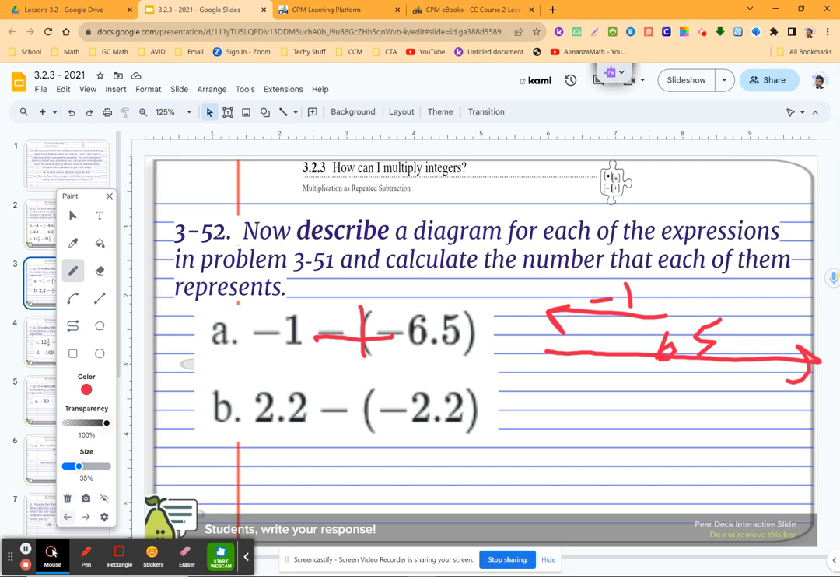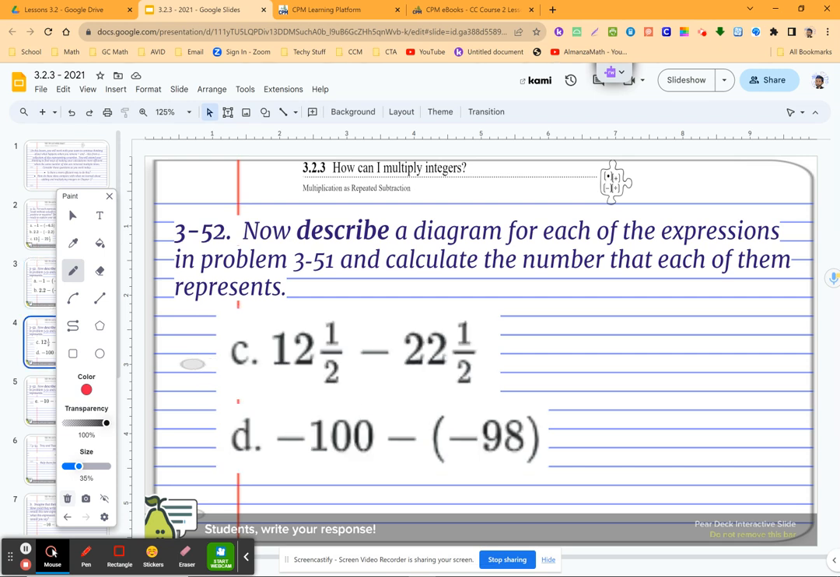And looking at the second one, you have 2.2 minus -2.2. So describe what that would look like in the same way. Okay, and remember what we learned yesterday. Pause the video if you need to finish that slide. Okay, next one, 12.5 minus 22.5. I already drew that one for you, so just describe it out.